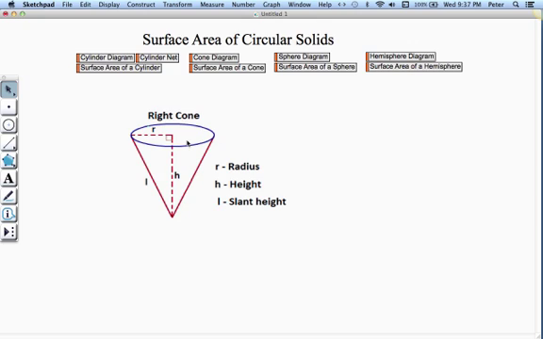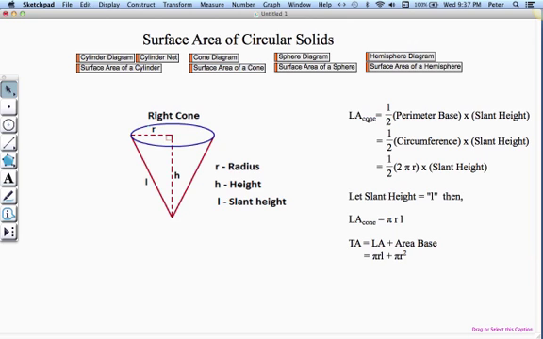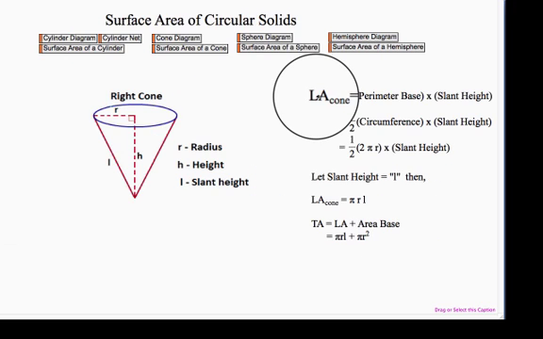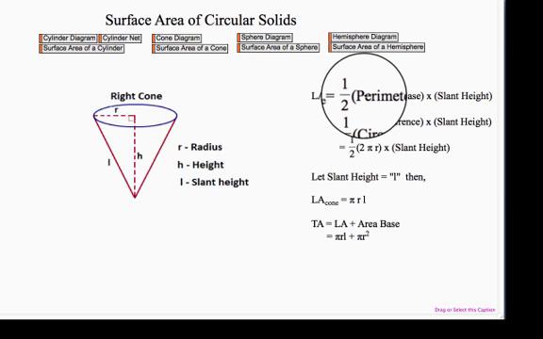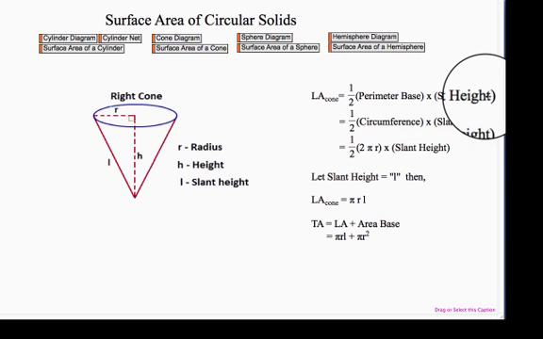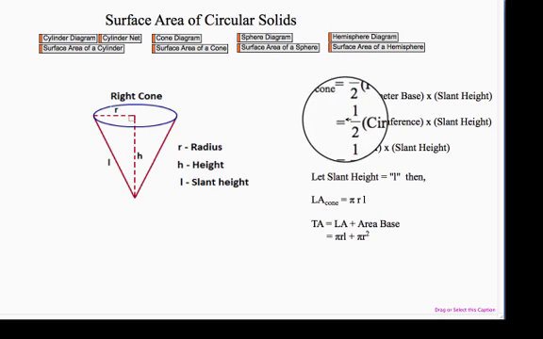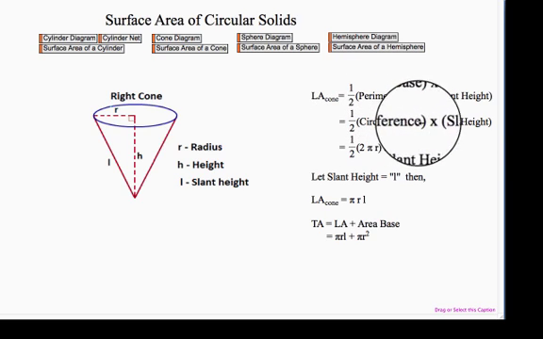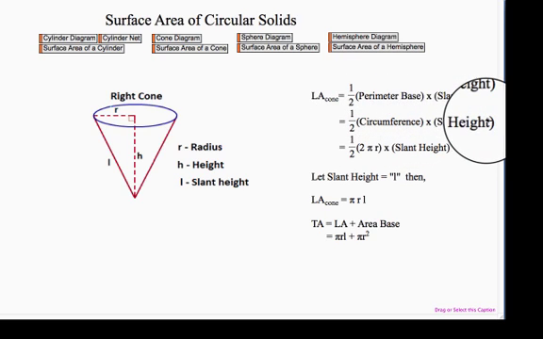Okay, so there are three dimensions we need to be familiar with for cones. For surface area, we're going to use the radius and the slant height, which is represented as L. So the surface area of a cone is broken up just like a pyramid into lateral area and total area. The lateral area of a cone is 1/2 the perimeter of the base times the slant height. Now because the base is a circle, we can represent that as 1/2 the circumference times the slant height.